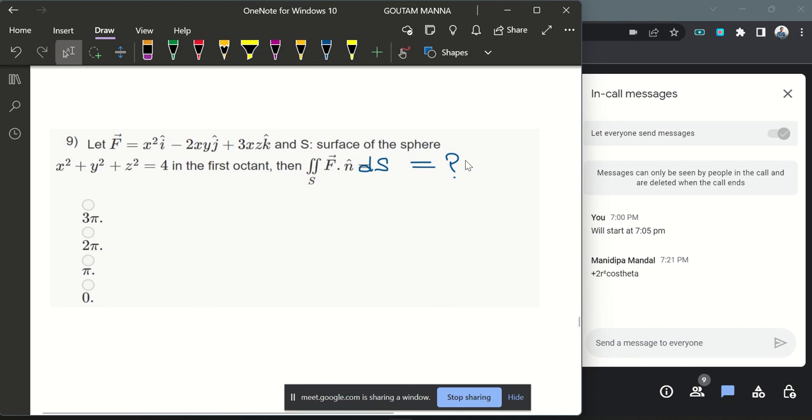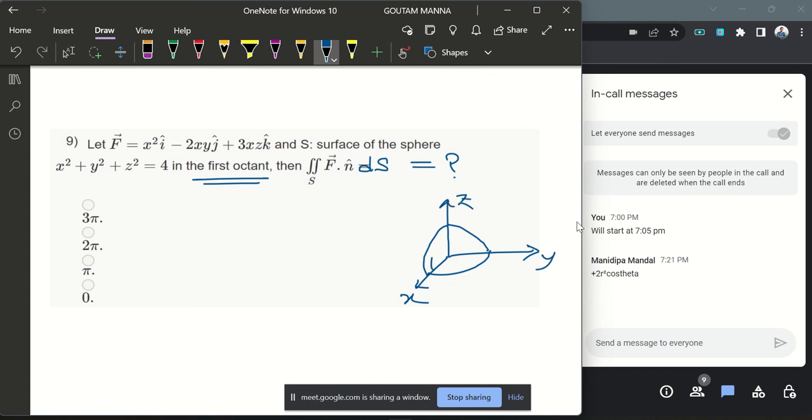So here we are asked to calculate the surface integral in the first octant. So first octant means only where x greater than 0, y greater than 0 and z greater than 0 in this surface. So the radius is r, and x square plus y square plus z square equals r square. That's the equation of the sphere in 3D.